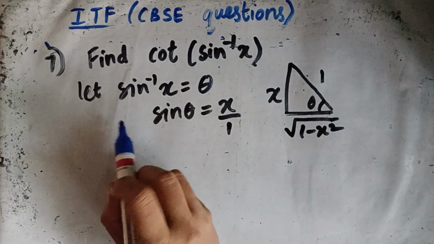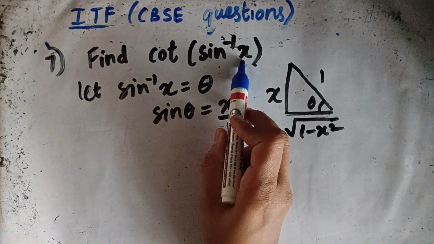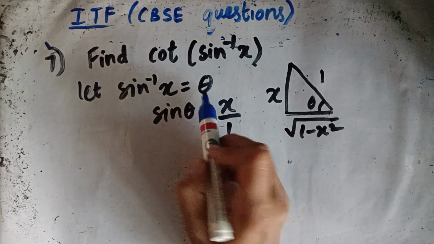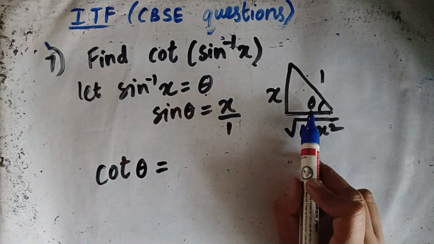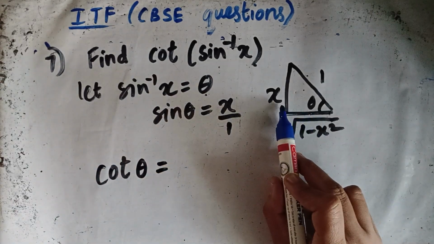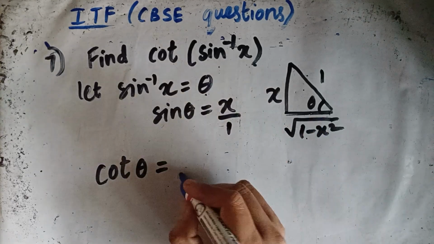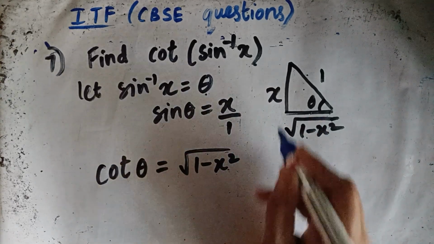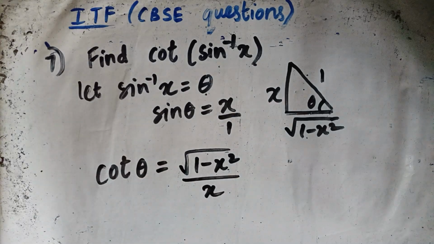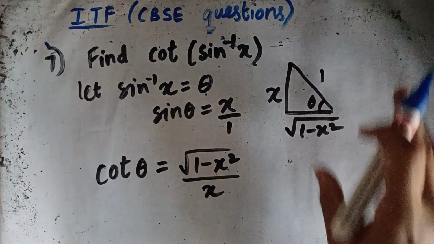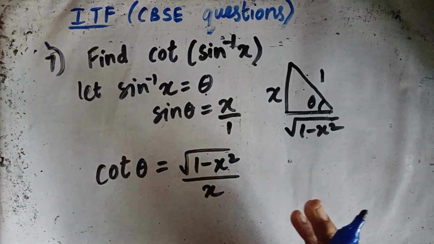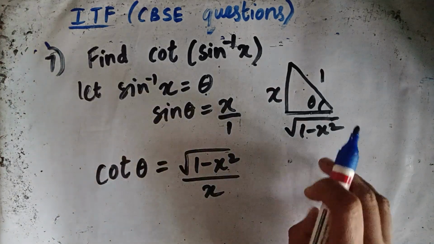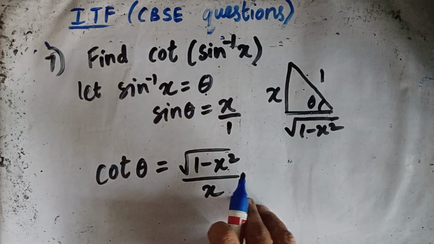Correct? So we have to find cot sin inverse of x. Sin inverse of x we have taken theta. So cot of theta we want. What is cot of theta from here? Cot of theta is adjacent upon opposite. Okay, whenever this kind of questions are given, try to draw the triangle and see how to find the value. Okay, this triangle method is very easy.